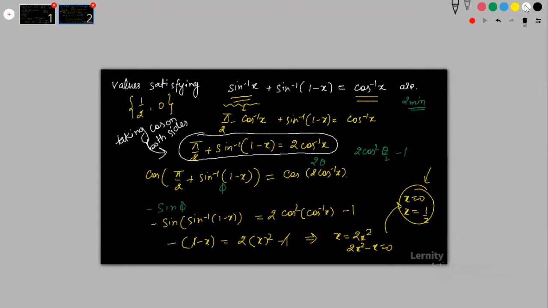If everybody understood till this step, what I've done is I've converted sine inverse x into this part. So this is pi by 2 plus sine inverse x. I will explain this once again, don't worry. So pi by 2 plus sine inverse of 1 minus x is equal to 2 cos inverse of x. Right? So I can take cos inverse of x is equal to a.